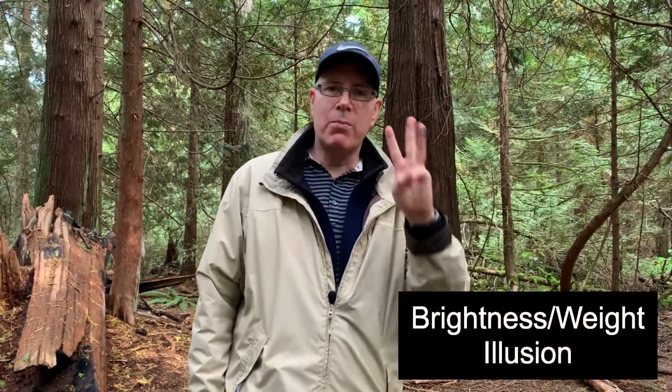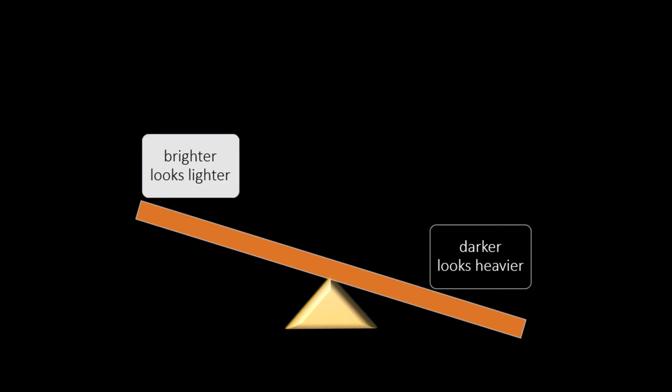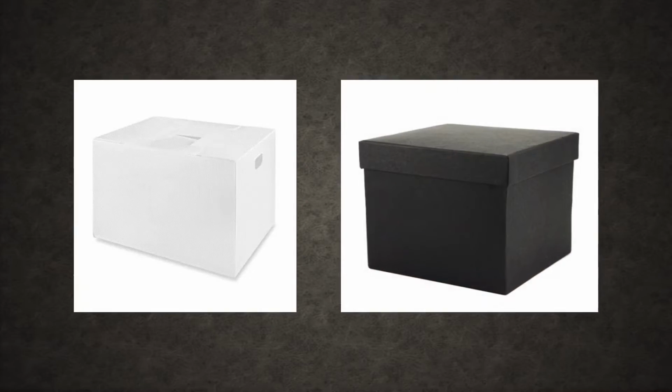Step number 3 is the brightness weight illusion. This means that dark objects can sometimes appear heavier than bright objects. For example, if I had a white empty cardboard box and a black empty cardboard box, if I threw the white cardboard box toward you, your brain may anticipate before you caught the box that it was lighter in weight. If I then threw the black cardboard box toward you, your brain may then anticipate that the dark cardboard box is heavier in weight before you caught it. And that's the brightness weight illusion, that darker objects sometimes appear heavier.